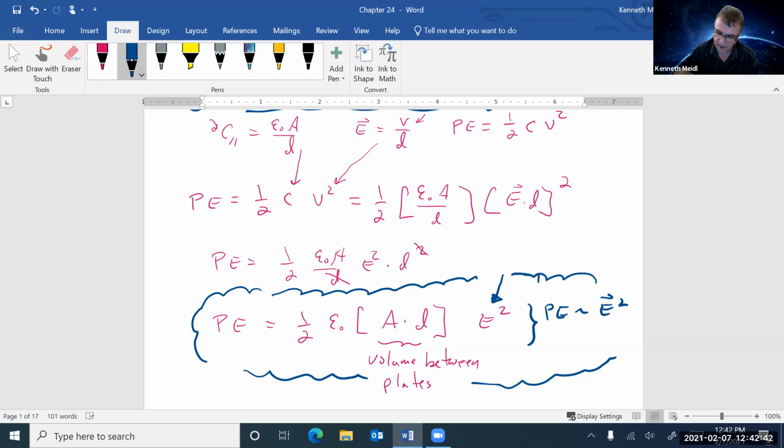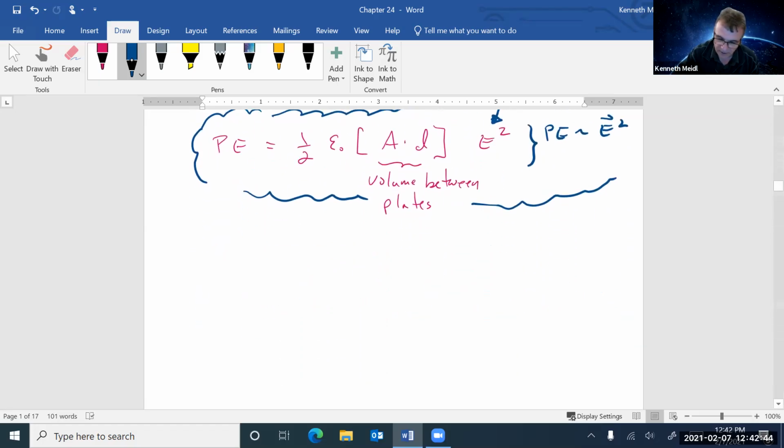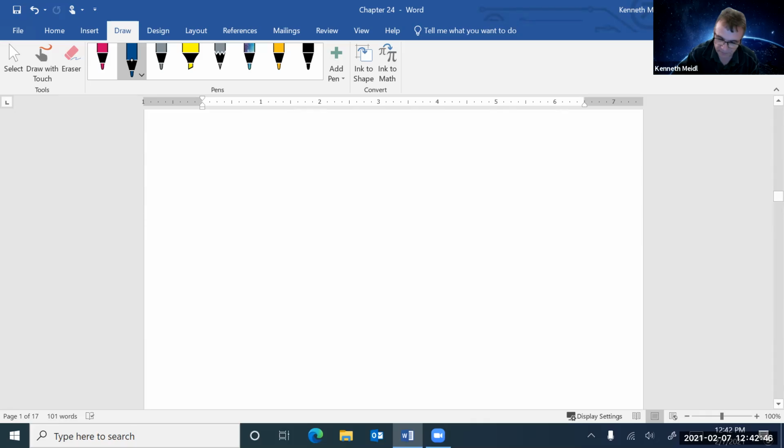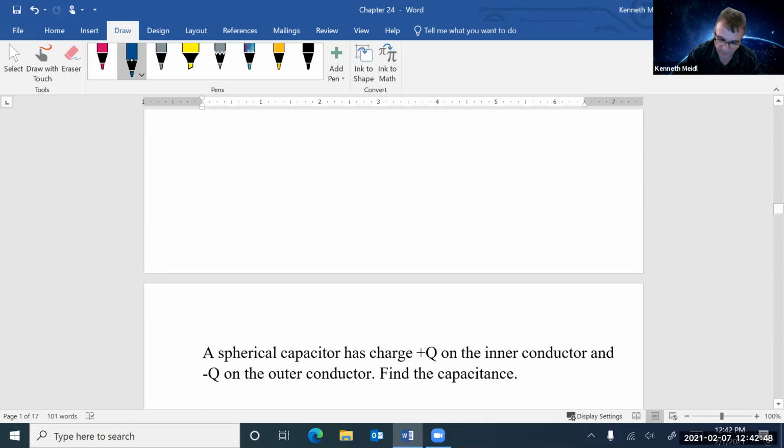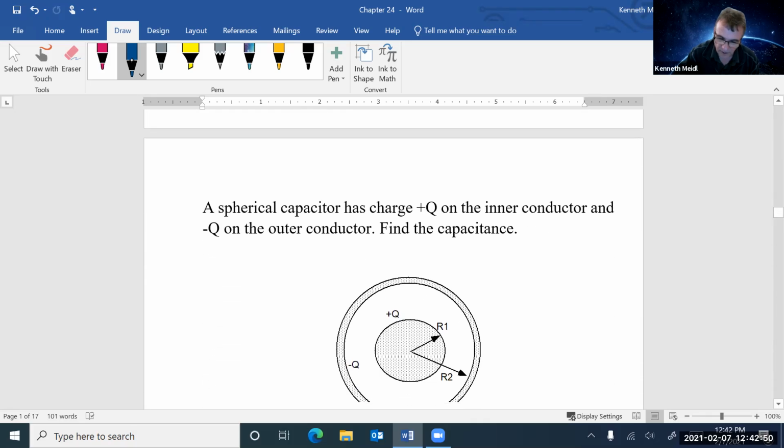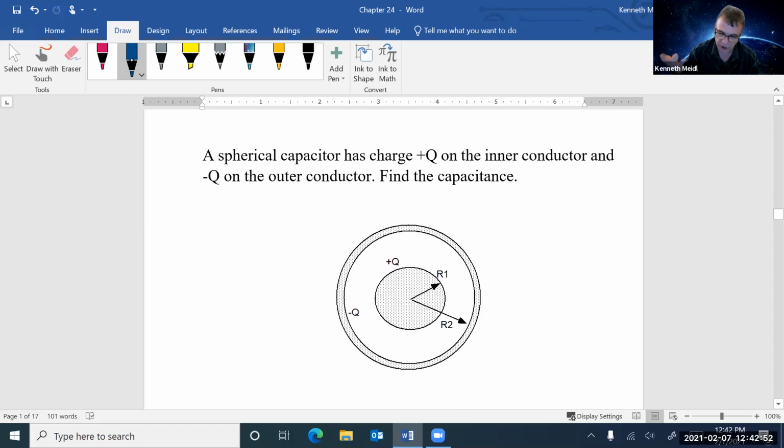And what are we going to do next? Okay, so you might have this sheet in your package of stuff. If you don't have it, hit pause and grab this. So we have a spherical capacitor, which has concentric shells, sometimes or not. You have an inner conductor and an outer conductor, and somebody's asking you to find the capacitance.